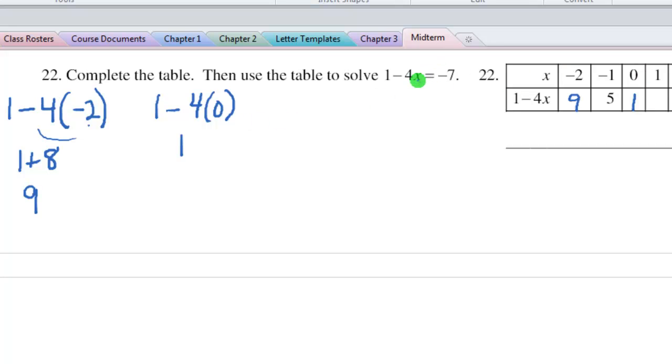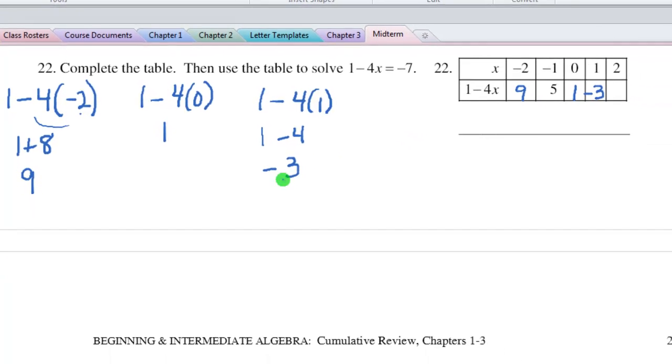Now we're going to substitute x equals 1. So that's 1 minus 4 times 1, which is 1 minus 4 when you do this multiplication. And 1 minus 4, as you know, is negative 3. So we get a negative 3 when we substitute in x equals 1.